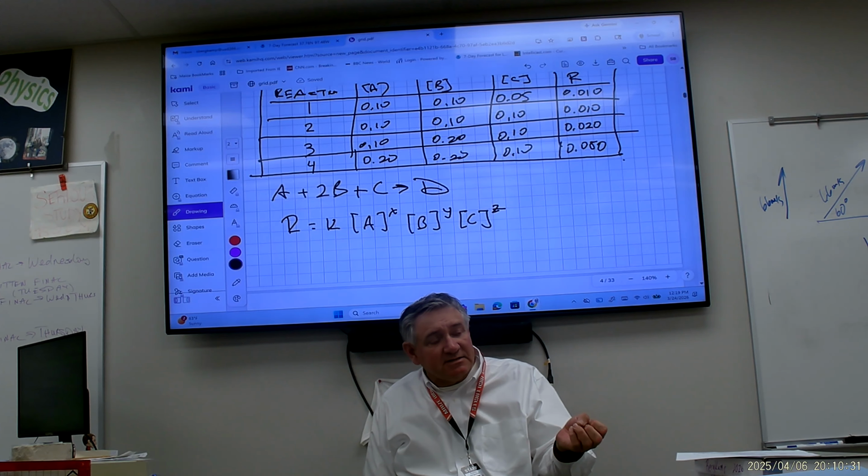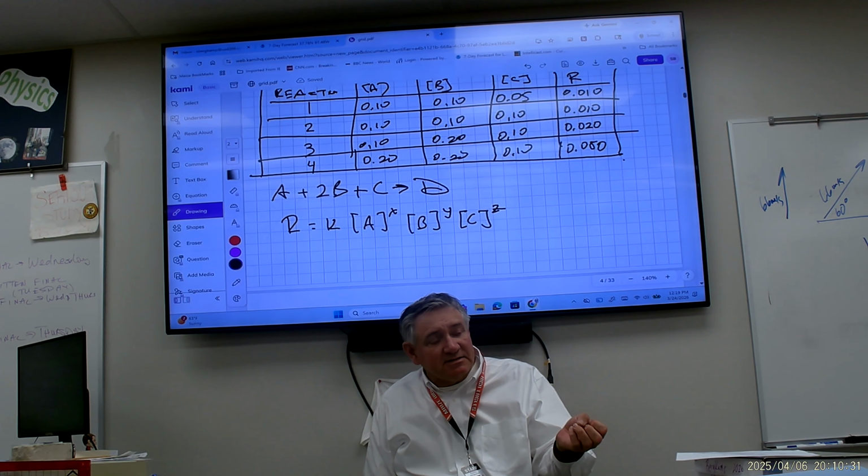So there are 2 different methods you can use to figure out what these orders are. Tomorrow we're going to learn the graphical method. Today we're going to start with a simpler version. What we're trying to figure out is the order of these reactions: what's X, what's Y, and what's Z. Now, if you look at the data table, I just replicated the data table that's on your sheet.